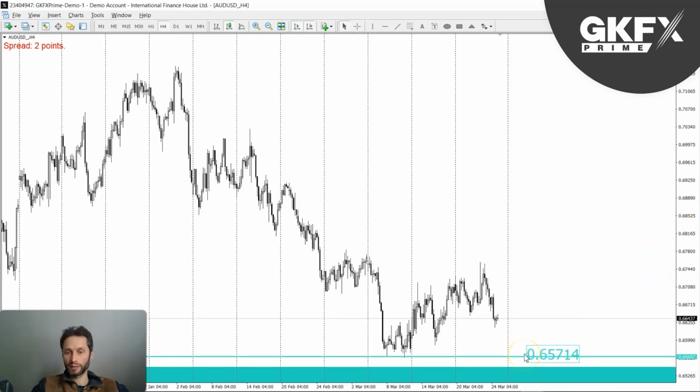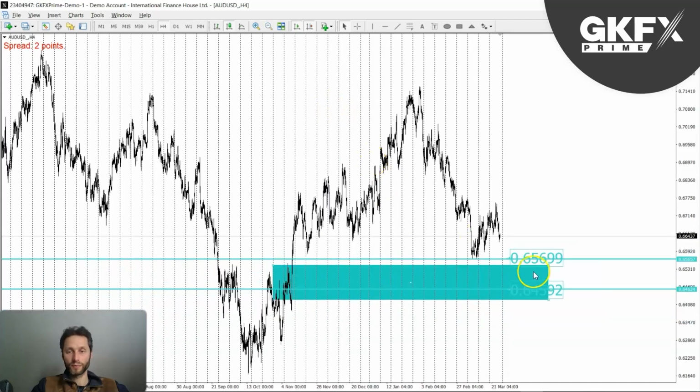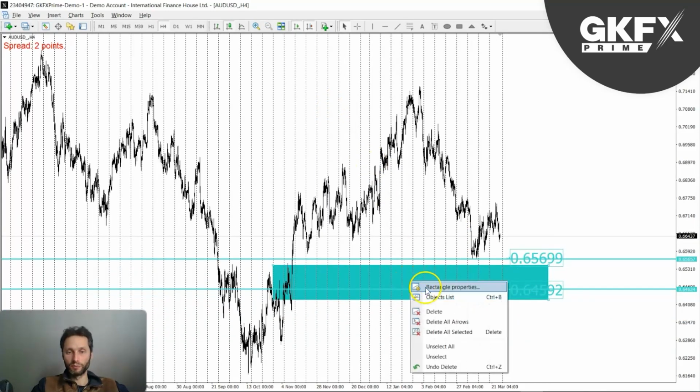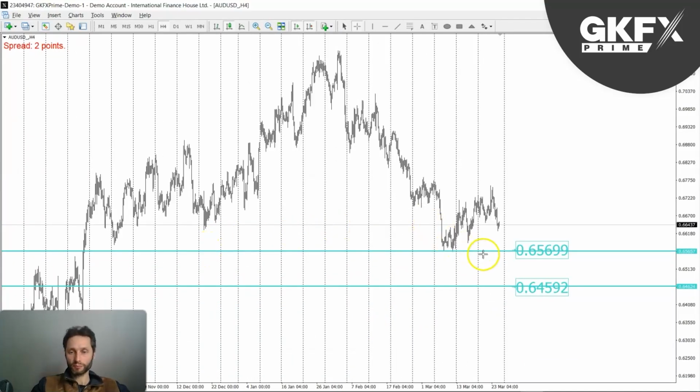Let's put that here, 65.80 or so, 65.70, and then the next one down will be down here. So again, that is the 64.5, something like that. And if I just remove this box so it's easier to see, these are the 2 reference points.